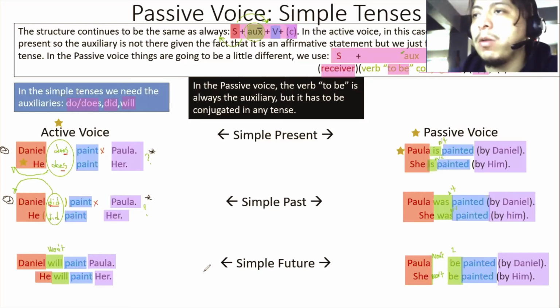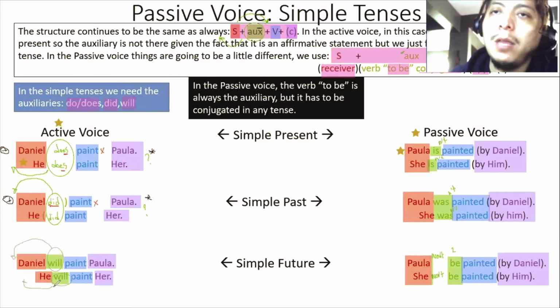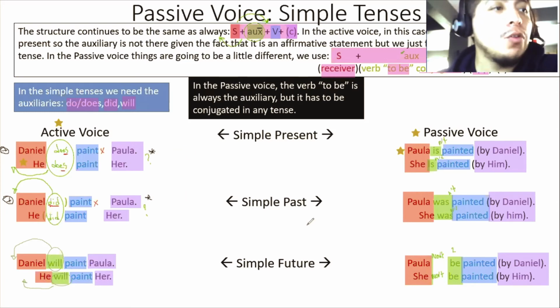If you want to make a question with the other one, with will, you need to use will. And will is going to switch positions with the subject. First the auxiliary and then the subject. Will Daniel paint Paula? Will he paint her? That's pretty much it. How do you make it in the passive voice?